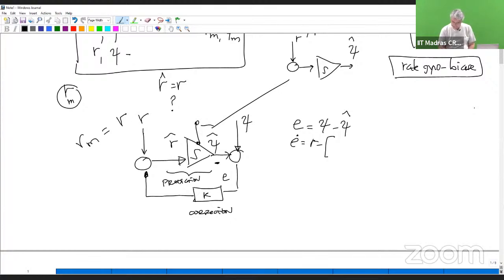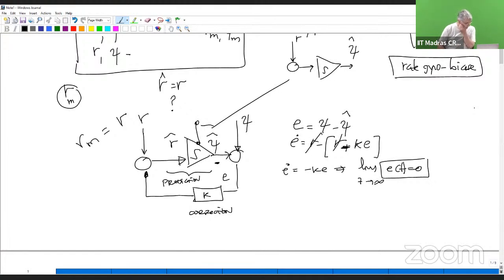So psi hat, yeah, so you are here. You get R minus K times the error, plus the error. The error is the difference, and when I compute error dot, it is psi dot, which is R, minus psi hat dot. So you cancel these things and you get error dot equal to minus K times the error. And this implies that the limit, when t tends to infinity, of V of t is equal to 0.